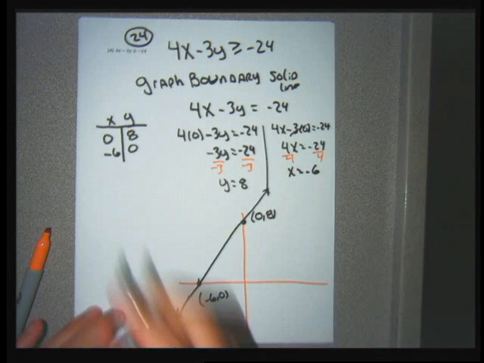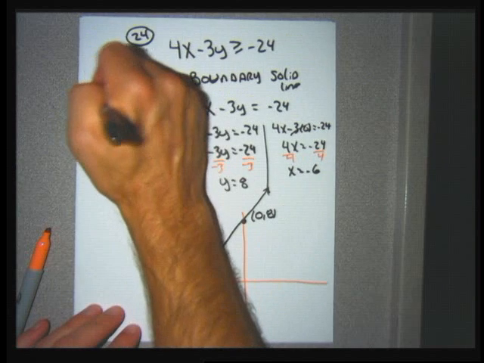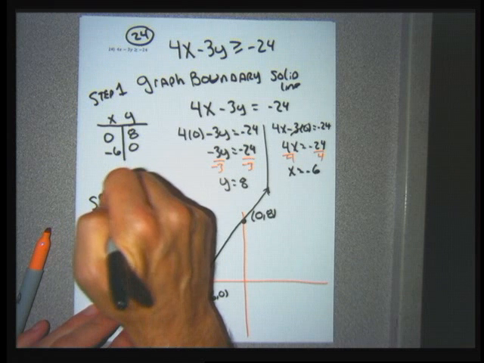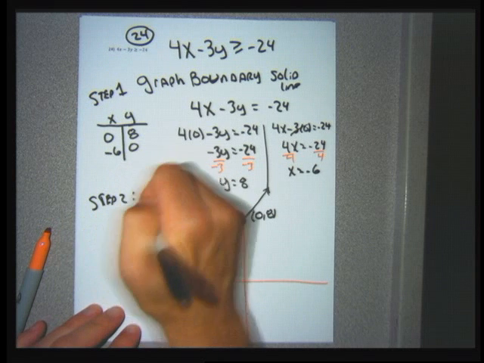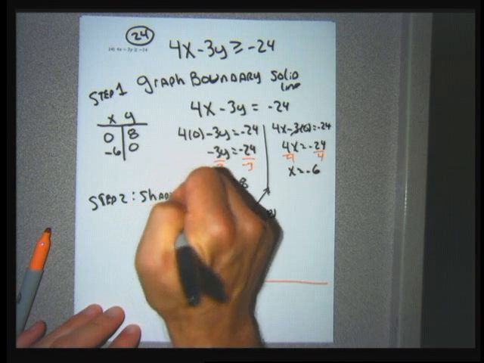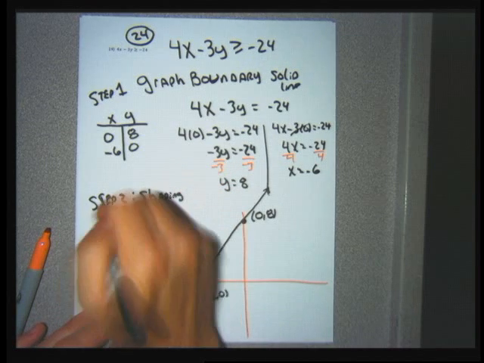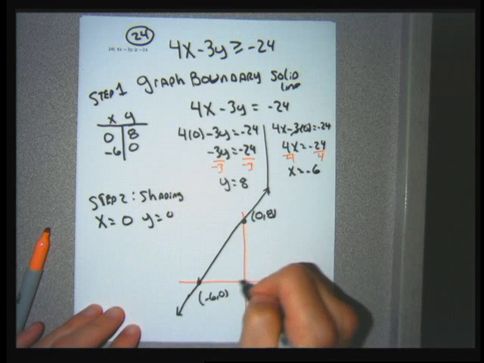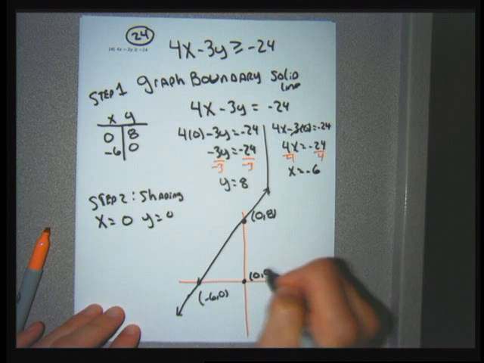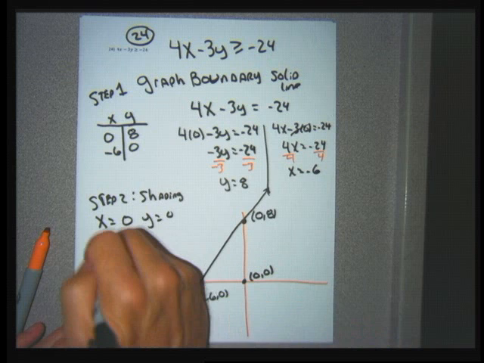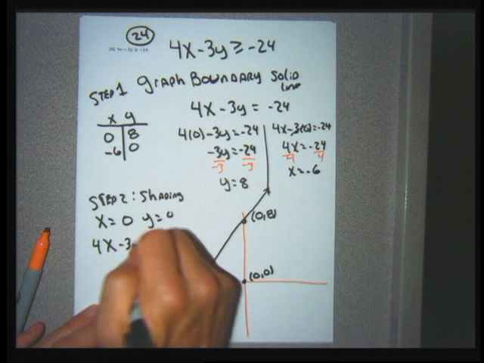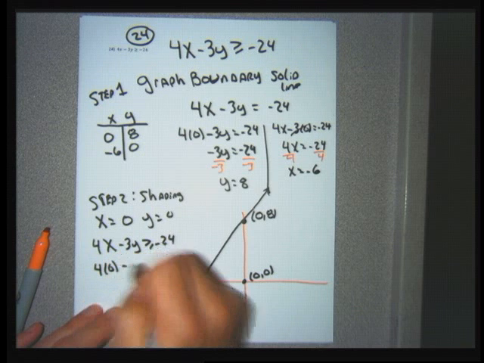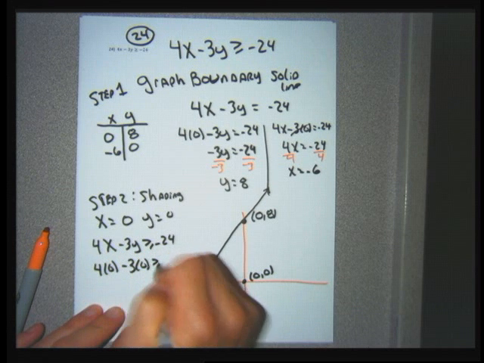And now I'm going to worry about my shading. So this was step 1. And then I'm going to do step 2, which is my shading. And I'm going to try the point x equal to 0, y equal to 0, which is the origin. Figure out the true and the false side of the line. I'm going to go to the problem 4x minus 3y is greater than or equal to negative 24. Plug in 0 for x, 0 for y.